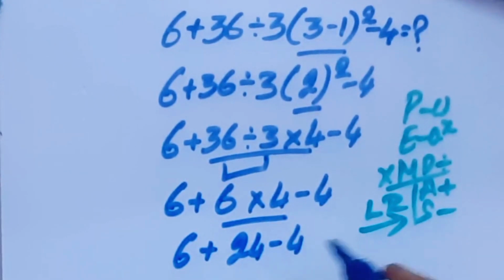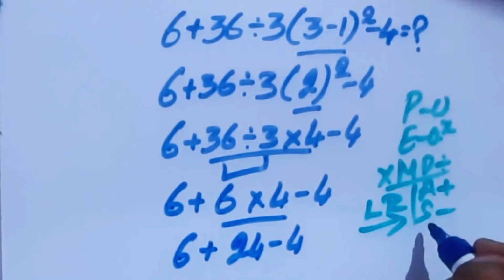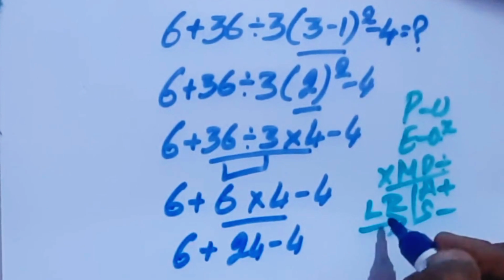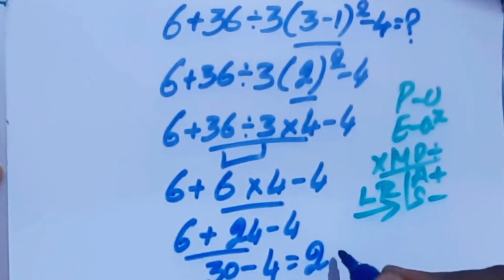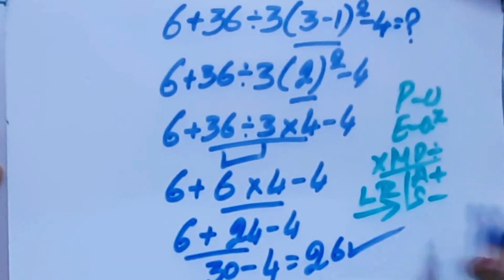Here we have addition and subtraction. Both addition and subtraction are equal priority. For this equal priority, we have introduced left to right. Here left to right is 6 plus 24 is 30, minus 4. Here 30 minus 4 is 26, which is the correct answer.